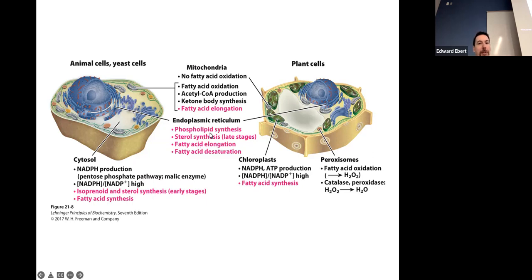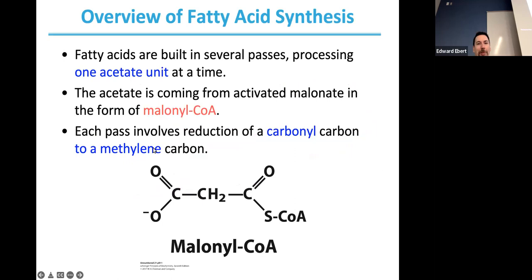The endoplasmic reticulum is where we see phospholipid synthesis, sterol synthesis in the later stages. So we start in the cytosol for sterols and move to the ER. And then once we have our fatty acids made, for our elongation or our desaturation, that will occur in the endoplasmic reticulum. And in the mitochondria, we can also see some fatty acid elongation in there as well. But really, it's going to be our fatty acid oxidation. It's a weird one. We're not gonna sweat that last point.